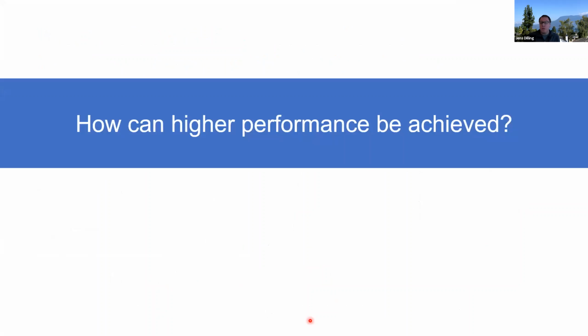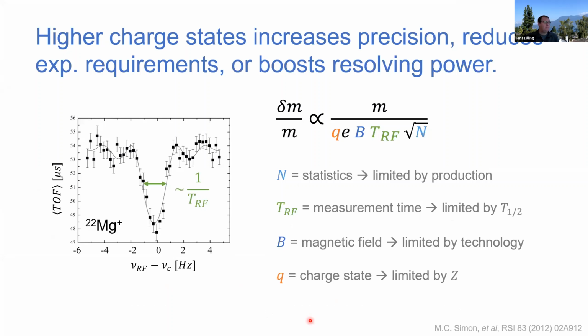So where is that precision coming from? What is necessary? Well, let's take a look. This delta M over M in our kind of measurement depends on a number of factors here. And you see here a Q, a B, a T, and an N. So N is, of course, the statistics. It goes with the square root. Here we have limits from production. You cannot run that system for weeks without end, because then it becomes really difficult to understand your systematics and your stability of the systems. The T_RF is the measurement time.